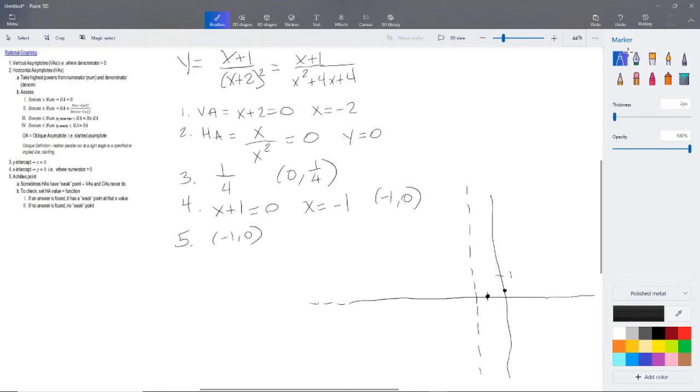Now here's how the graphs go. Every vertical asymptote breaks the graph up into sections. So right now we have 2 sections. We have the section that is left of the vertical asymptote, so that would be from negative infinity basically to negative 2 here. And then we have the right of the asymptote, which would be from negative 2 to positive infinity on the right.